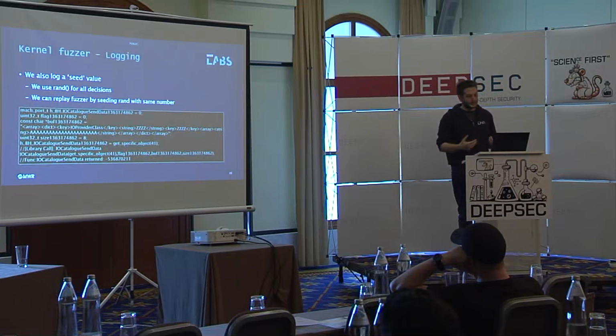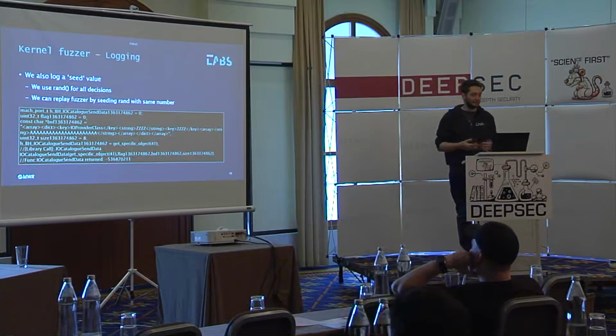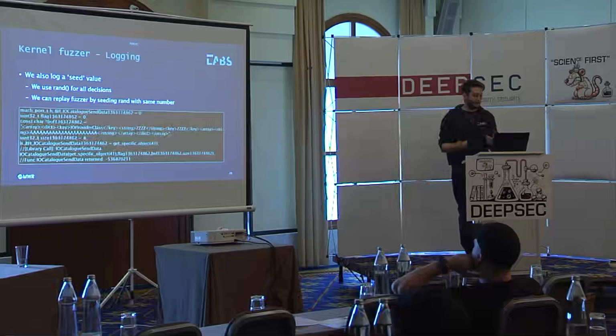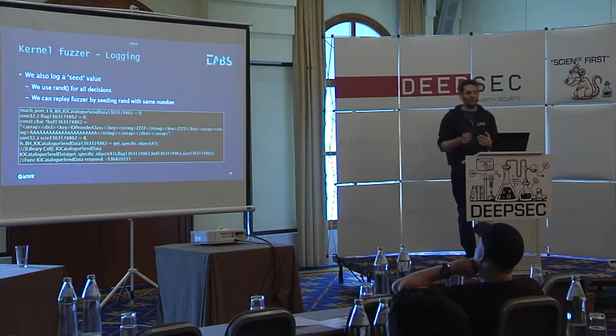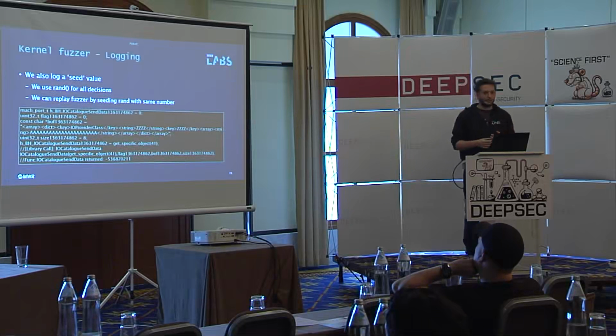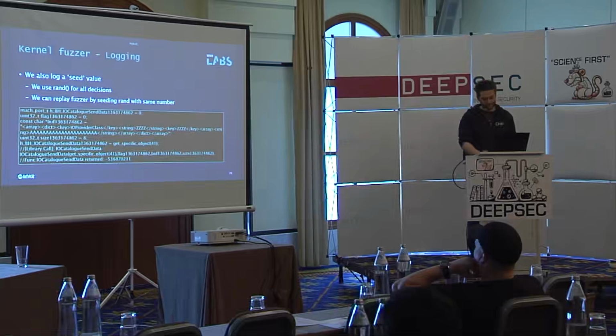The other thing we do is log the seed value. It's all written in C, and we just use rand for all decisions. So all we need to do is replay the fuzz exactly as it was by giving rand the same seed number, and it will execute exactly the same. So if we do have problems with log files or whatever, we can still get the same crashing test case out.